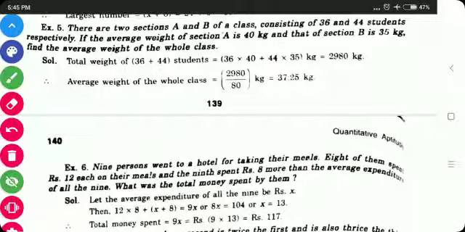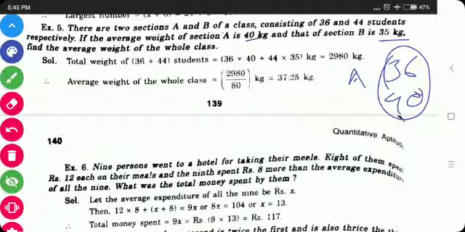Next is, there are two sections A and B of a class consisting of 36 and 44 students respectively. If the average weight of section A is 40 and that of section B is 35, find the average weight of the whole class. As we know, in section A there are 36 students and the average weight is 40. So the sum of the weight of these 36 students is 36 into 40. Same for class B, the sum of the weight is 35 into 44.